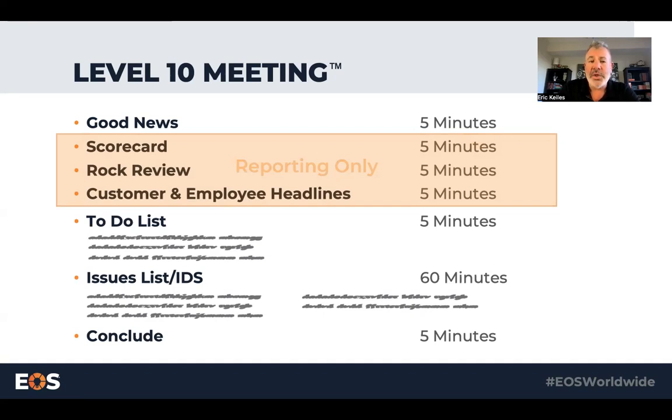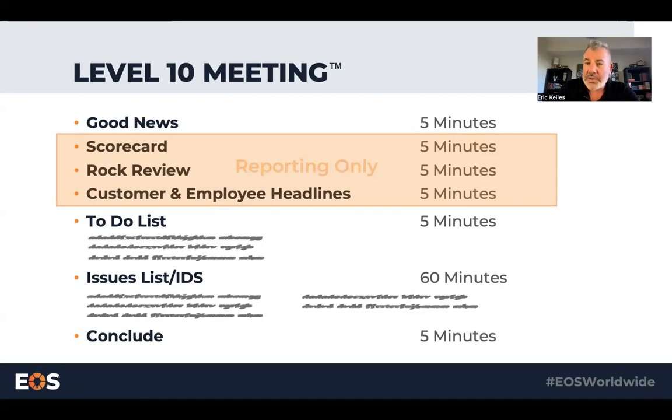Then you go into the scorecard. The scorecard is the running look at what's going on with the numbers and metrics of our business. We're not talking about those metrics on the scorecard at this part. We're reporting only. And you can see here how it's shaded orange, showing that it's only 5 minutes. We're looking at each metric. If it's on track, we move on. If it's off track, we decide whether or not we want to make it an issue and talk about it in our IDS or issues list. So once again, we're just going down each week, on track or off track. If it's off track, drop it down to IDS.